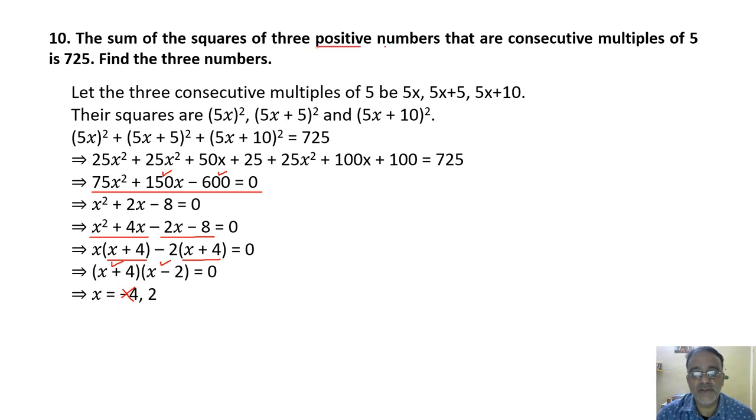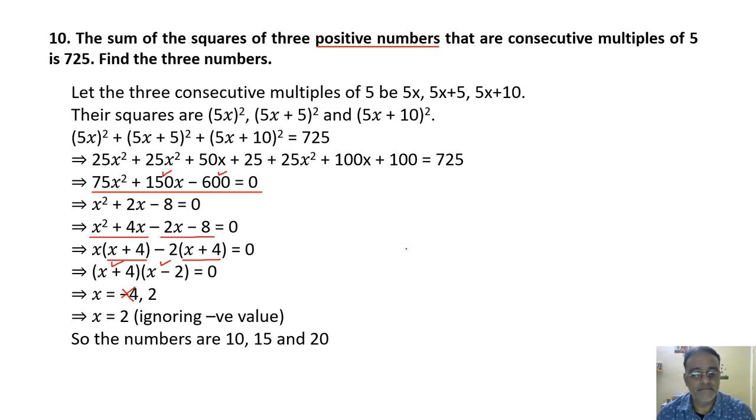Kyunki yahan pe positive numbers likha hua hai, three positive numbers. Aur agar positive numbers nahi rehta, only three numbers, then we can include that. Okay. So ignoring negative value, we are getting x is equal to 2. So the numbers are 10, 15 and 20. Any doubt in this question? No, sir. Okay. So now we are moving towards section C.